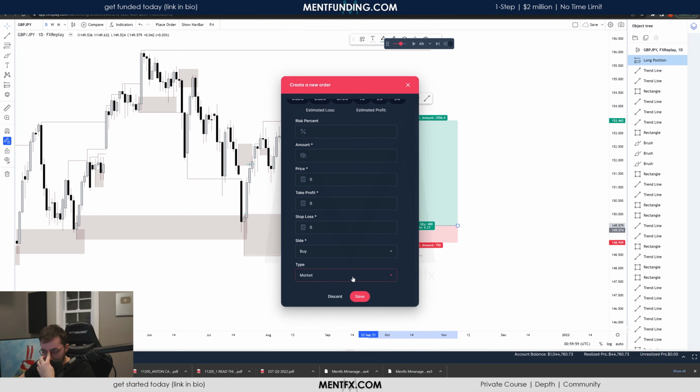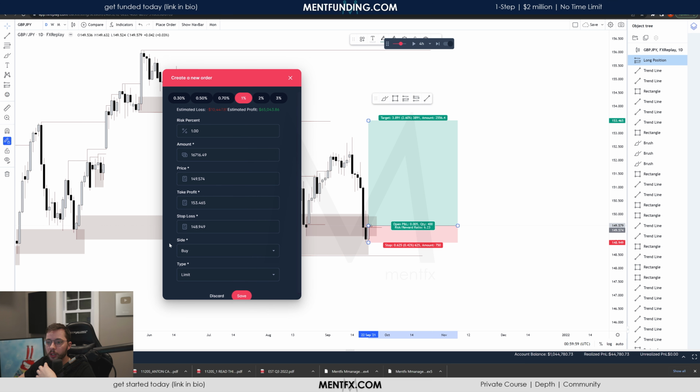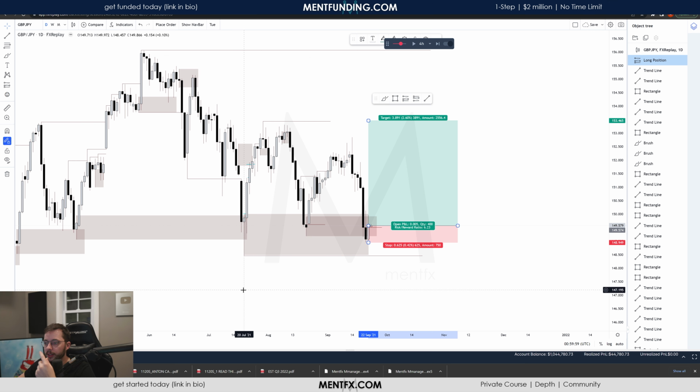Let's make that a market. 1%. What's going on? Let's try it again so it doesn't break. There we go. Buy, market, save. Beautiful. Let's get our burst now, shall we? Oh, okay, candle 1 of burst.